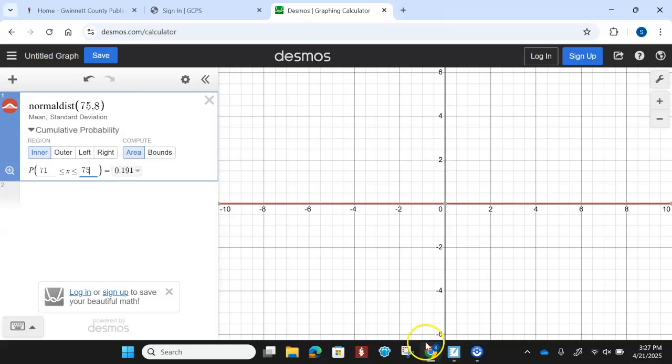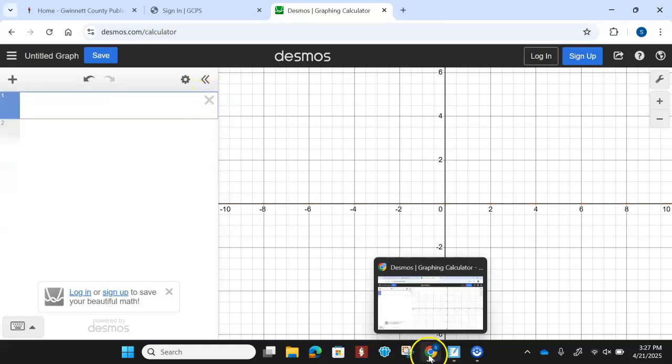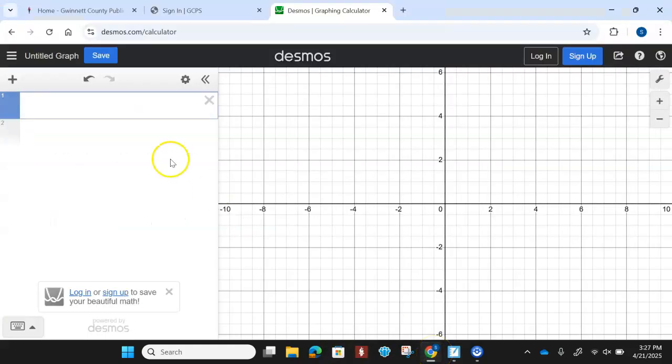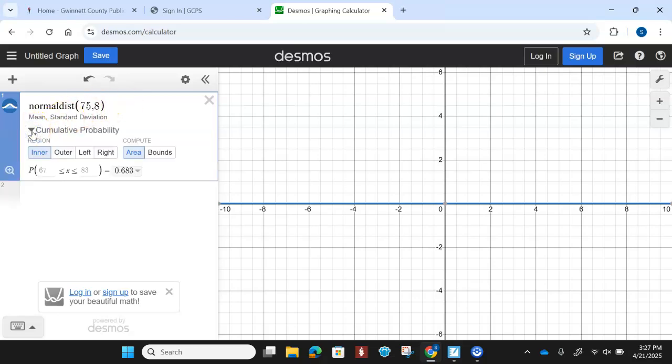So let's go through. I'm going to exit out. Let's practice the steps again. What do we have to do first? Type normal dist, like normal distribution, and open the parentheses. Type normal dist until, there you go, then open the parentheses. Again, there's your reminder: mean first, then standard deviation. So 75, 8. And again, click on the cumulative probability.